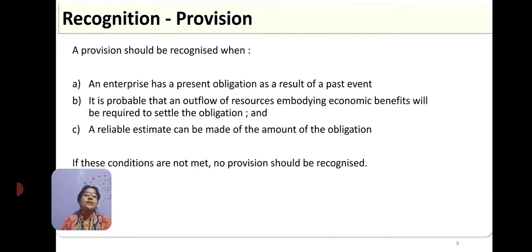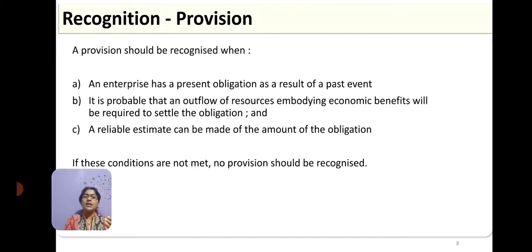The only thing you don't know is how much exactly it will be. A reliable estimate can be made of the event of obligation. That means you can make an estimation. Say, out of my total profit, as per my previous experience, 35% may be the corporate tax, or out of experience 5% are doubtful debts, or out of my estimation 10% of the value of the asset may be lost as depreciation. So you can estimate it, and the estimate can be reliable.